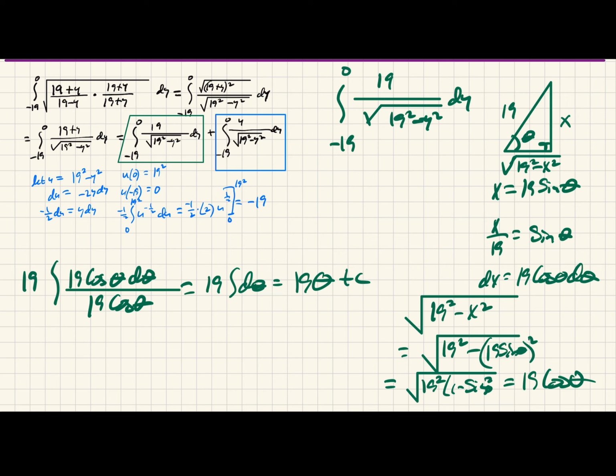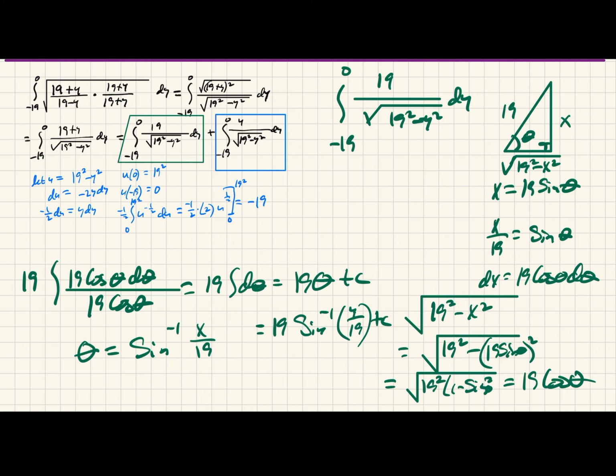Okay, good. Well, but it's not theta that I want. It's x or y. So I'm going to say, okay, well then what's theta going to be? Arc sine. Yeah, very good. So theta is going to be inverse sine x over 19. Okay, so this whole thing then is going to be 19 inverse sine, and it's x over 19, but I'm going to call it y because we're going back up where we were, right?